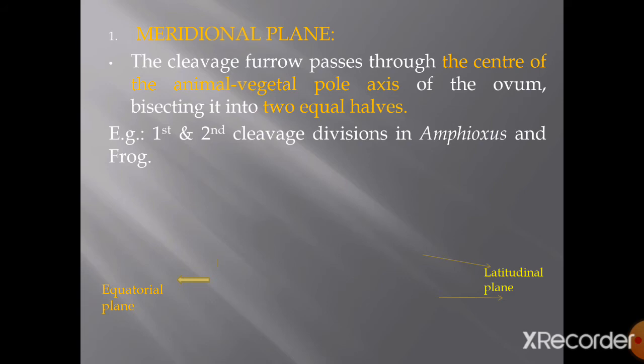Now let us study the meridional plane. Here the cleavage furrow passes through the center of the animal-vegetal pole axis of the ovum. The axis is the one which runs from animal pole to the vegetal pole, and here the cleavage furrow passes through the center, bisecting it into two equal halves. This plane is called meridional plane. Best example for this is first and second cleavage divisions in Amphioxus, a protochordate, and frog, an amphibian, right?